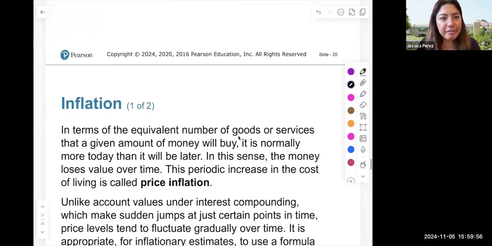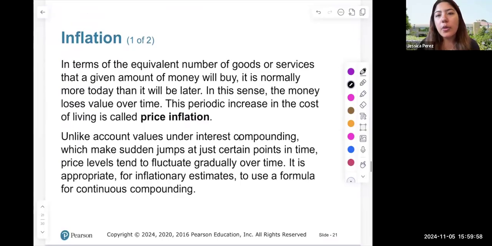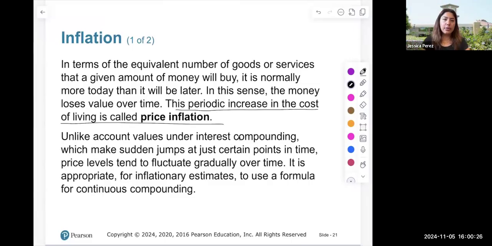Now, when we're talking about inflation, in terms of an equivalent number of goods or services for the amount of money you spend, it's probably going to be more today than later. So inflation will change. We'll see that in prices and food. Inflation has grown so much: prices of homes, prices of food, prices of gas, things that fluctuate here and there. The periodic increase in cost is called price inflation.